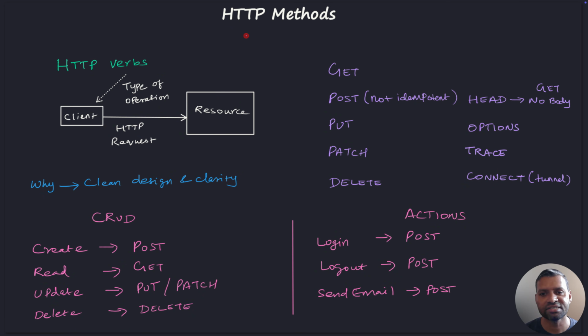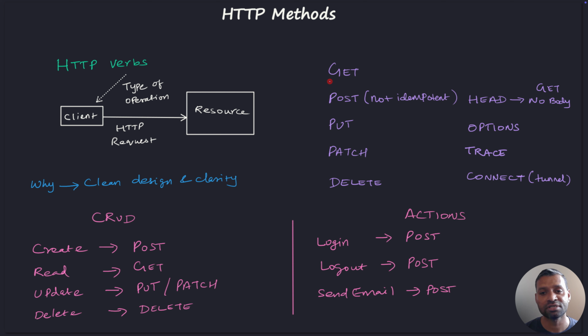Let's talk about HTTP methods in this video. HTTP methods are also known as HTTP verbs. These HTTP methods represent the type of operation the client wants to perform on a resource using the HTTP request. We have 9 different HTTP methods and 5 of them are commonly used and the other 4 are rarely used.